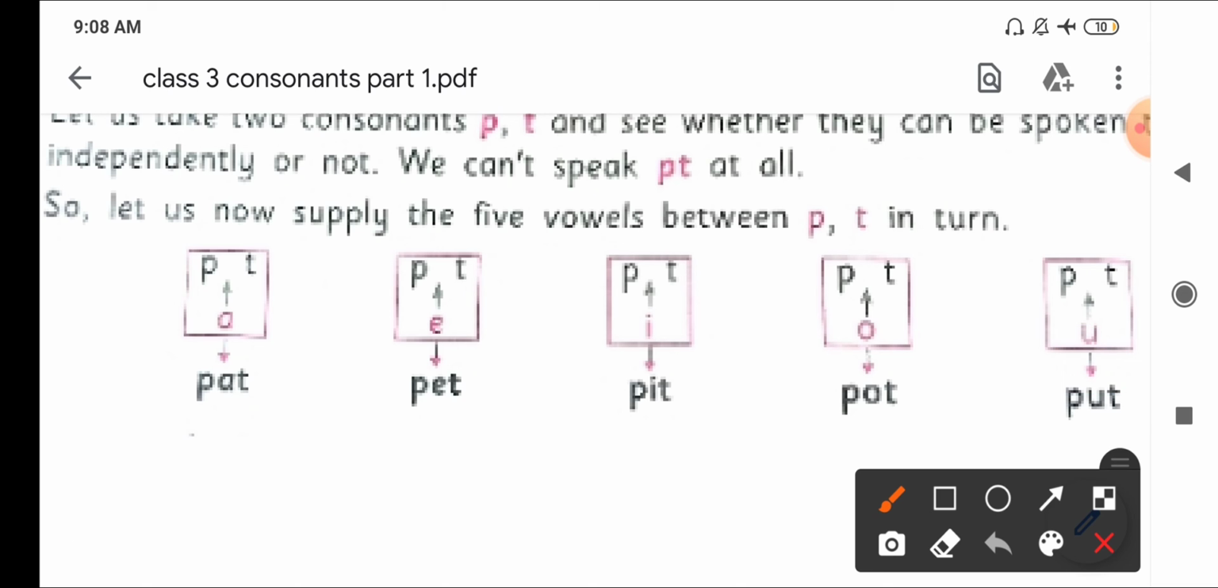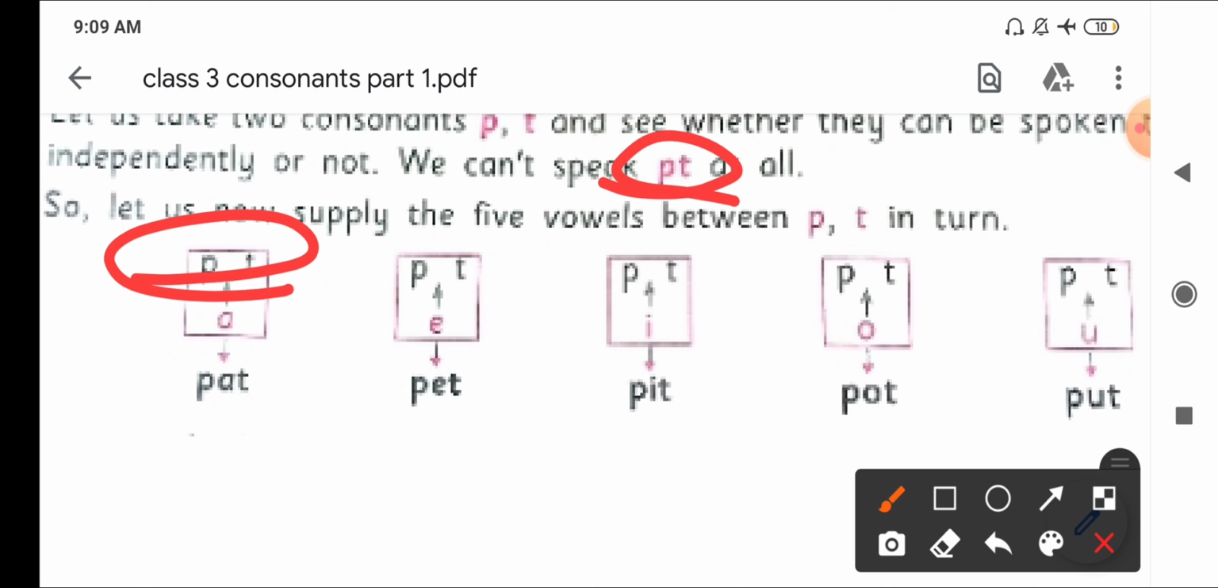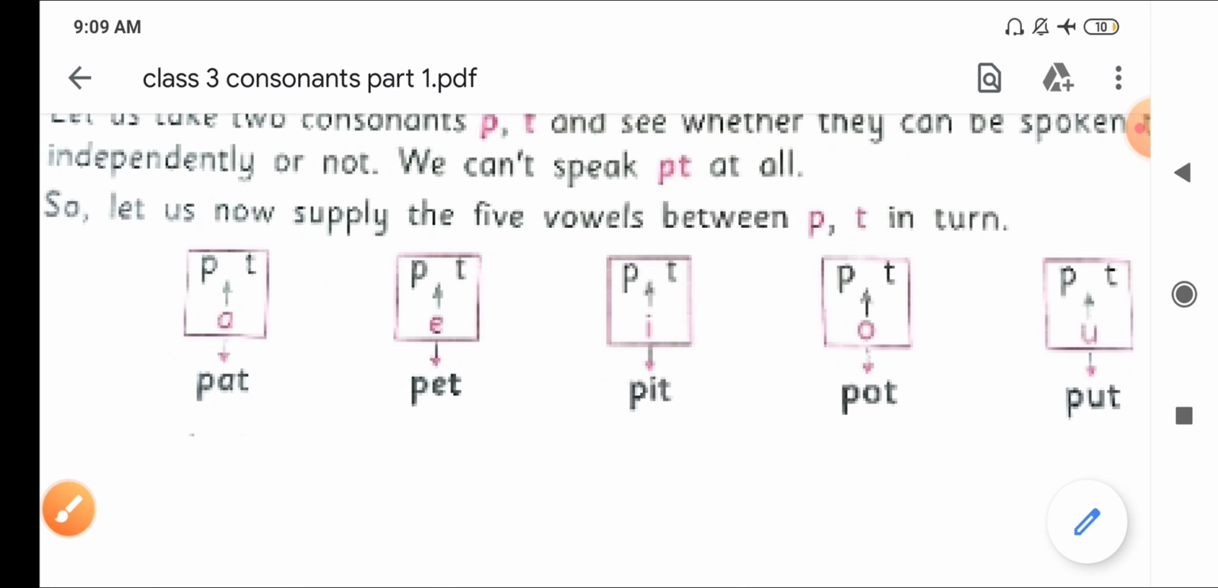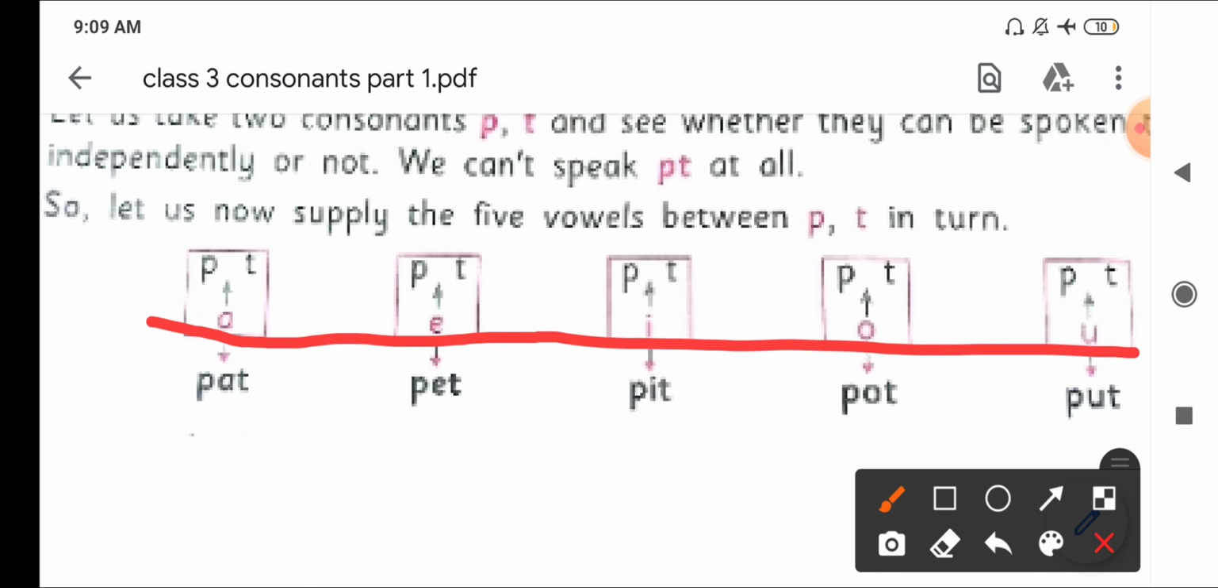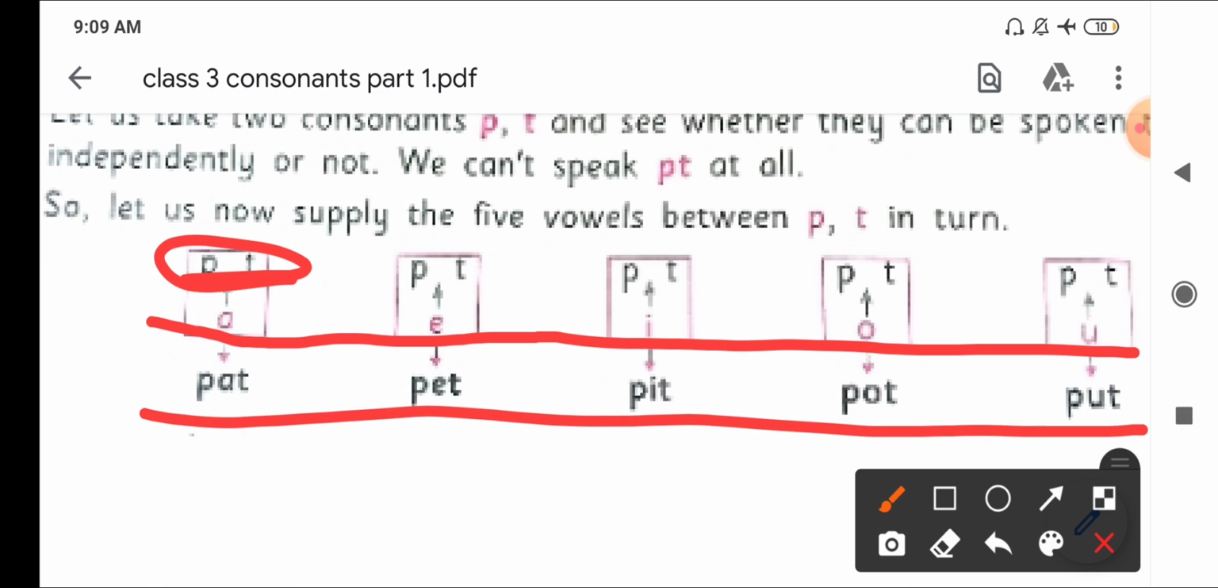Okay, so whenever consonants are added up with vowels, you will get a new word. If we talk about only P and T, we cannot speak P and T together. It doesn't make any good word or letter. So here we have added all the vowels A, E, I, O, U along with P and T, so we got various other words.